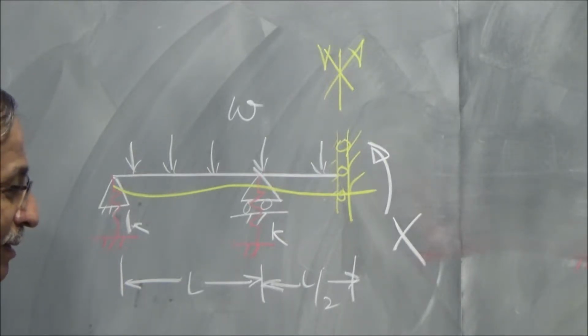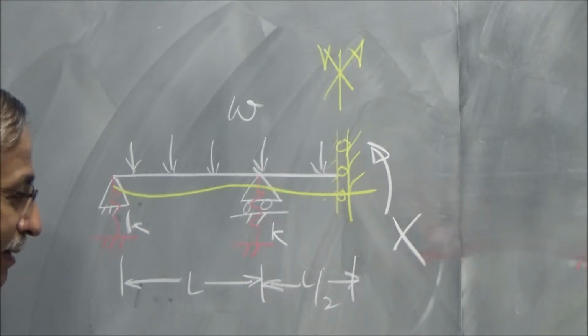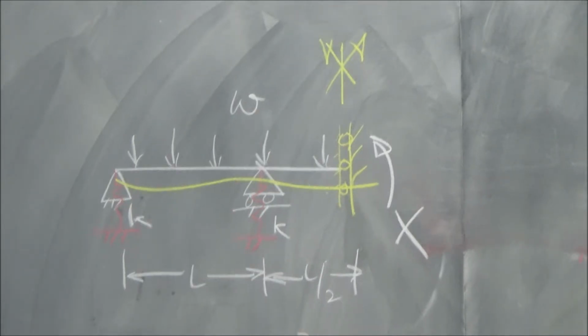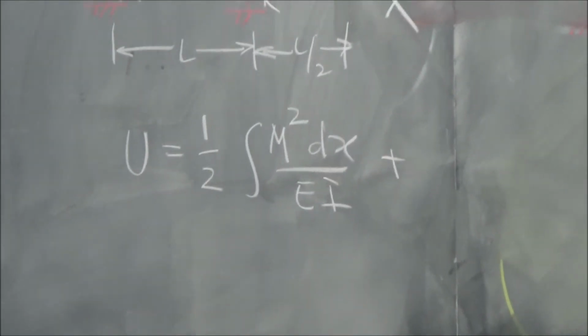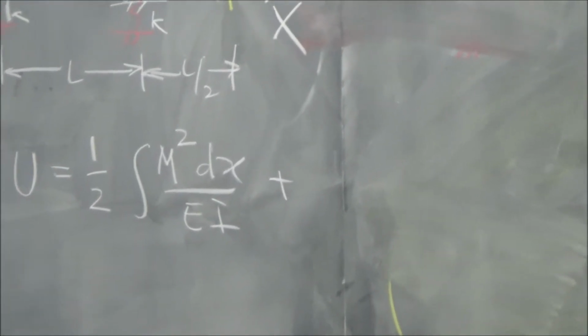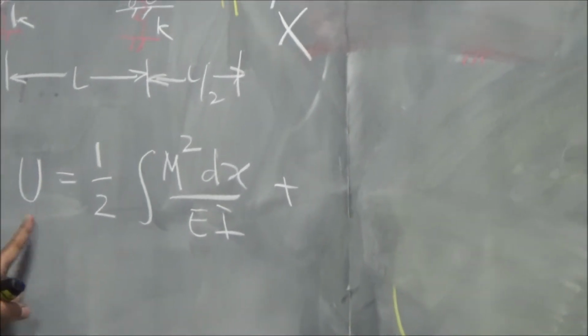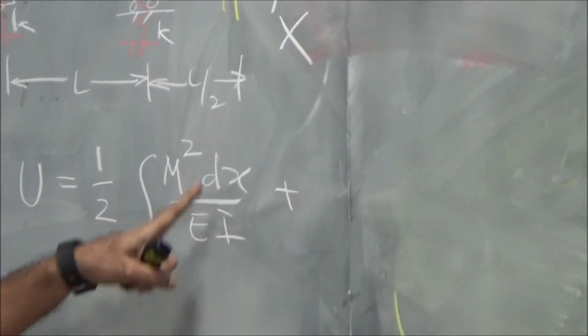M squared dx by EI, plus all other shear deformation, that you ignore. That's all. First of all, is this the way you've written? Is it called strain energy? So even there, the fundas are weak.